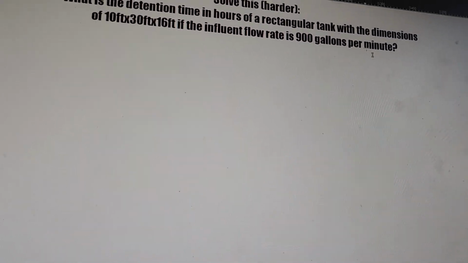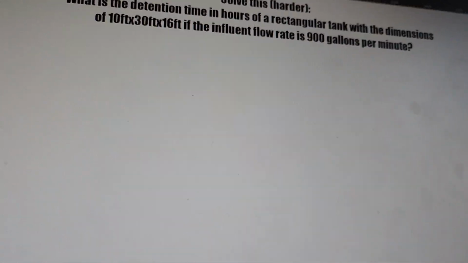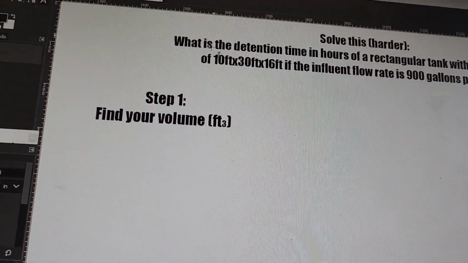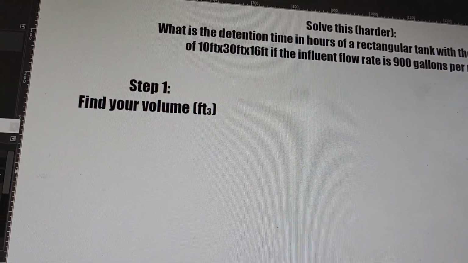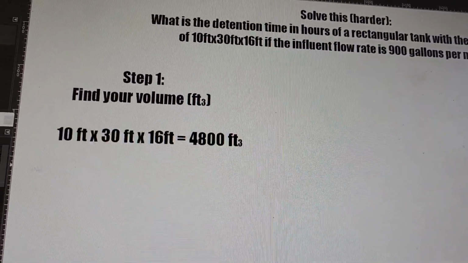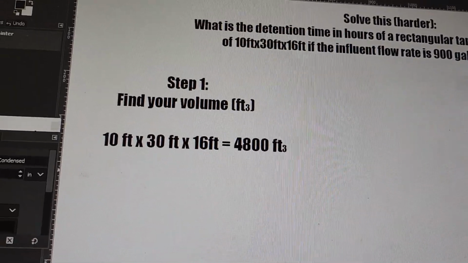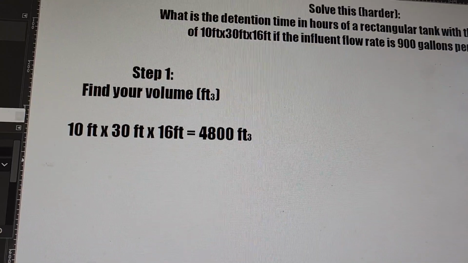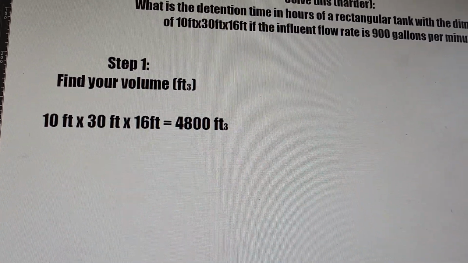Sometimes they won't give you units in million gallons per day. But you've got to find the volume of your rectangular tank. I got 4,800 cubic foot. That should be pretty easy math for you.